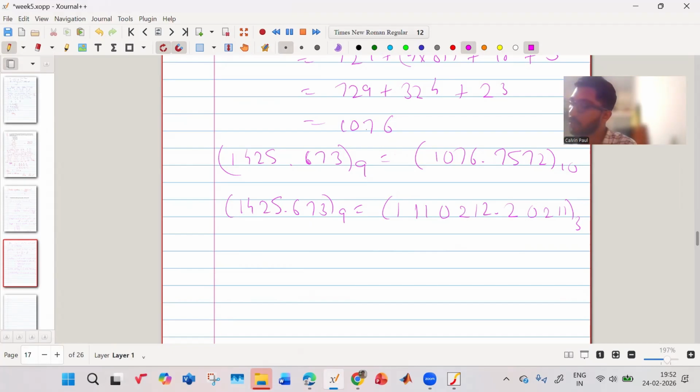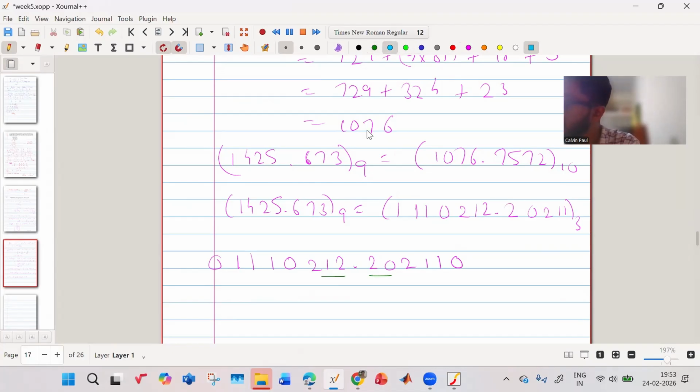Okay, so instead of all this, there is an easier way which you can look into. Let us see that. 1110212.20211. Let us make it even number of bits. So let us add a 0 here. Let us add a 0 here. So we'll consider this and this for the time being.